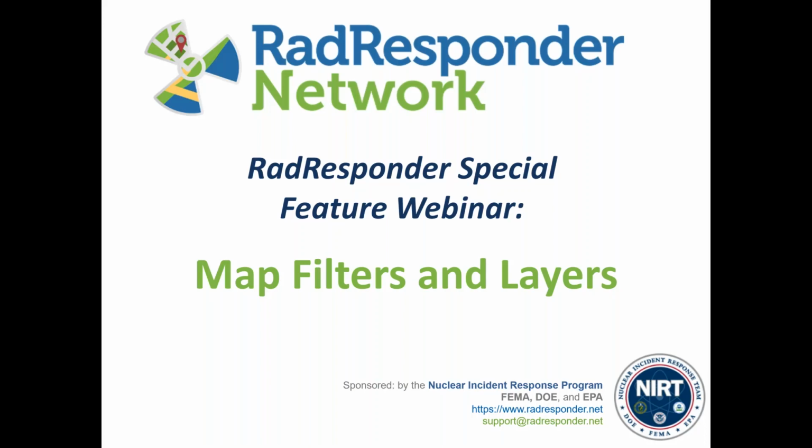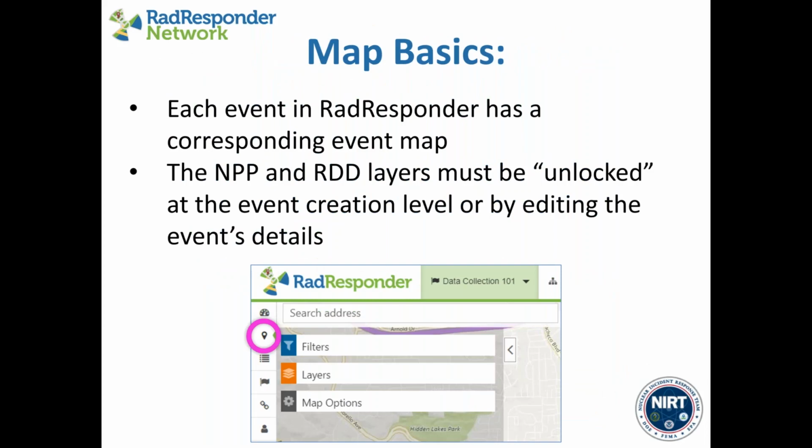Each event in RadResponder has a corresponding map for a geospatial view of the event data. At any point, you can utilize the Help tab for a quick reference of the map, or to utilize the Map Tour option, which I'll show you all in a second. Another thing to note is that the NPP and the RDD layers must be unlocked at the event creation level or by editing the event details.